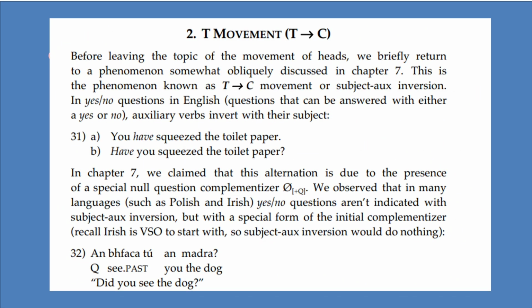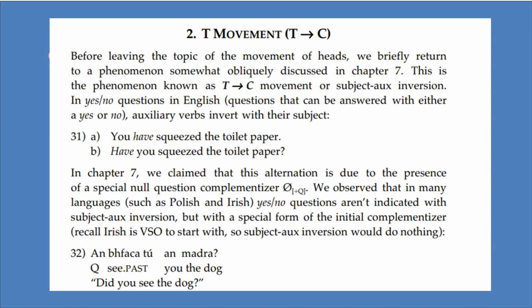Before leaving the topic of the movement of heads, we briefly return to a phenomenon somewhat obliquely discussed in chapter 7. This is the phenomenon known as T to C movement, or subject-aux inversion. In yes or no questions in English, questions that can be answered with either yes or no, auxiliary verbs invert with their subject. You have squeezed the toilet paper. Have you squeezed the toilet paper? In chapter 7, we claimed that this alternation is due to the presence of a special null question complementizer.